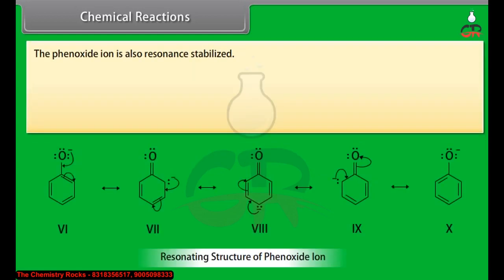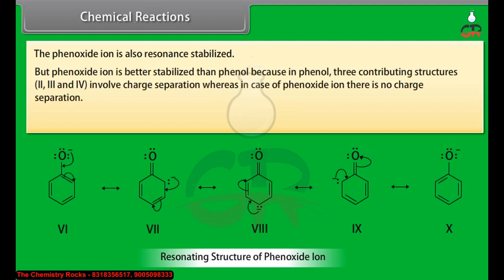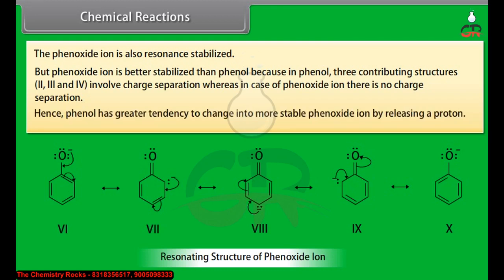The phenoxide ion is also resonance stabilized. But phenoxide ion is better stabilized than phenol because in phenol, 3 contributing structures that are second, third and fourth involve charge separation, whereas in case of phenoxide ion, there is no charge separation. Hence, phenol has greater tendency to change into more stable phenoxide ion by releasing a proton.